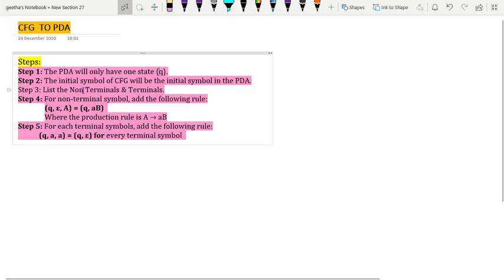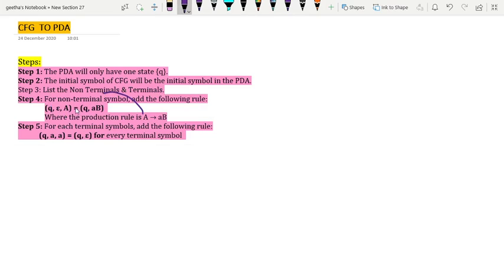The next step is to list all the non-terminals and terminals, and for each non-terminal symbol add the following rule. Its corresponding rule you are supposed to add. Suppose for a non-terminal symbol A, you have a rule A gives AB, then represent it in the PDA in this format: Q, epsilon, A. This A should go to this place, and then its RHS should come to this place. So Q, epsilon, A, Q comma AB. That is what you are supposed to do.